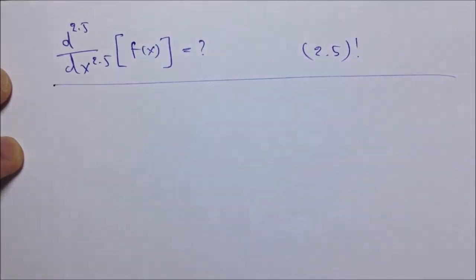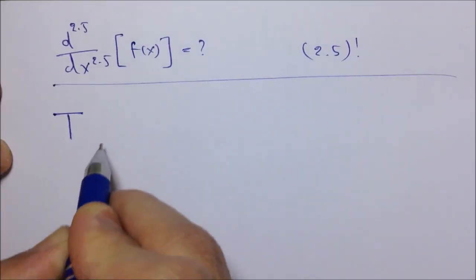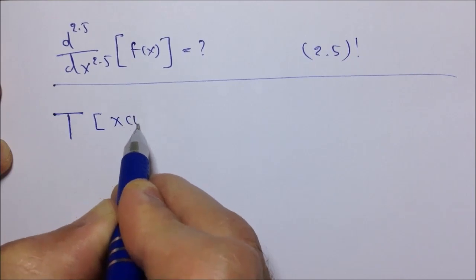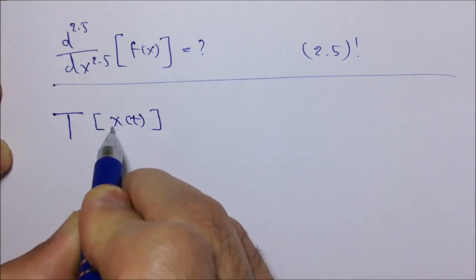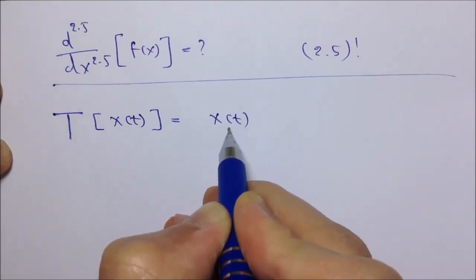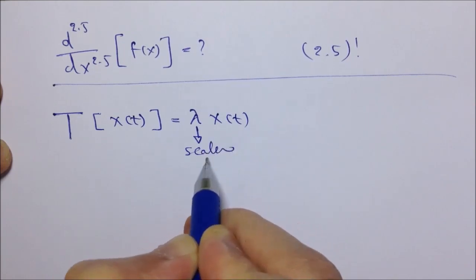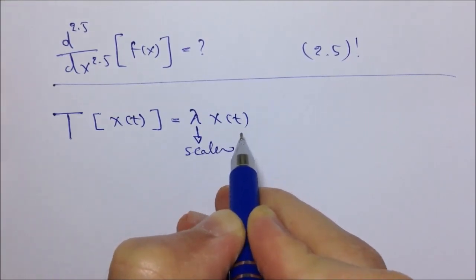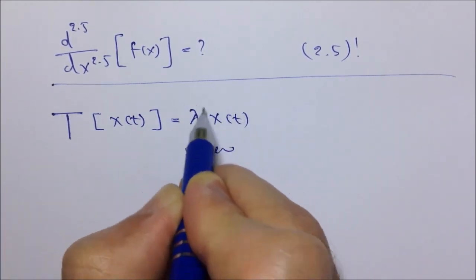Now to start, we need to introduce the definition of an eigenfunction of an operator. For example, if we have an operator T, then a function x of t is called the eigenfunction of this operator T if the result of applying this function to this operator was x of t itself, or at least a scalar version of it. So lambda is just a scalar value. So x of t is called the eigenfunction of this operator if this equation was satisfied, and lambda is called the eigenvalue.